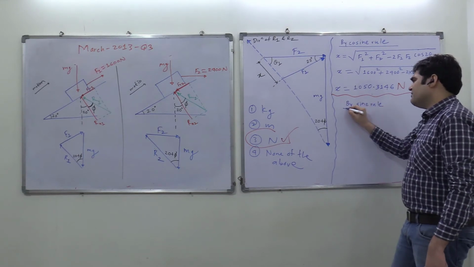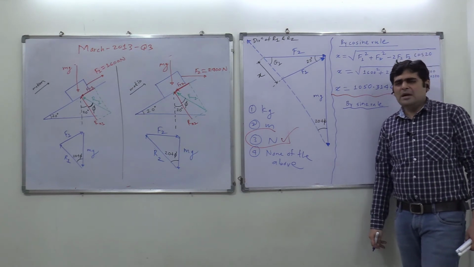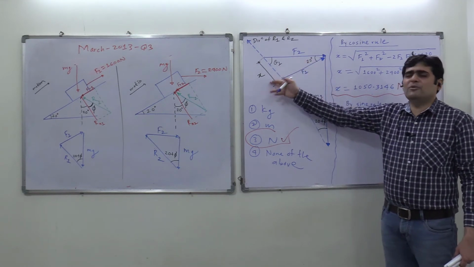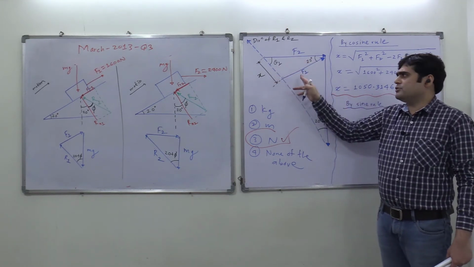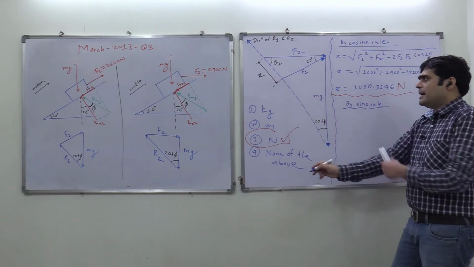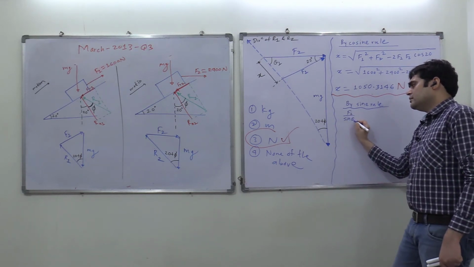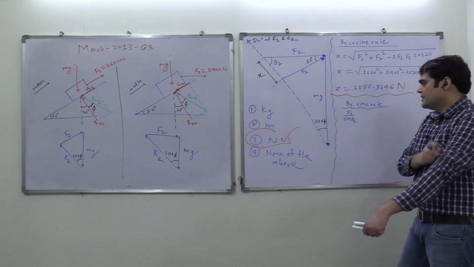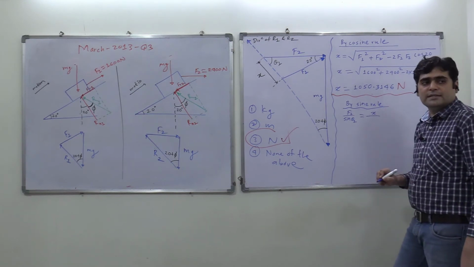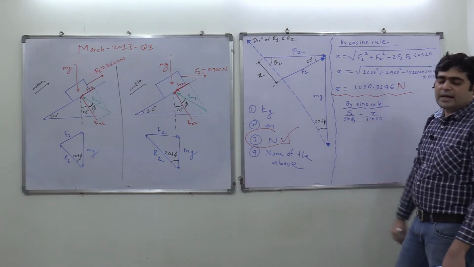The sine rule is very, very simple, guys. The cosine rule is a little bit difficult to remember and difficult to understand also. But the sine rule is simple: angle, opposite side. Angle, opposite side. The angle is theta 1, and its opposite side is F1. X's opposite side is 20. So by the sine rule, F1 by sine of theta 1 equals x by sine of 20.